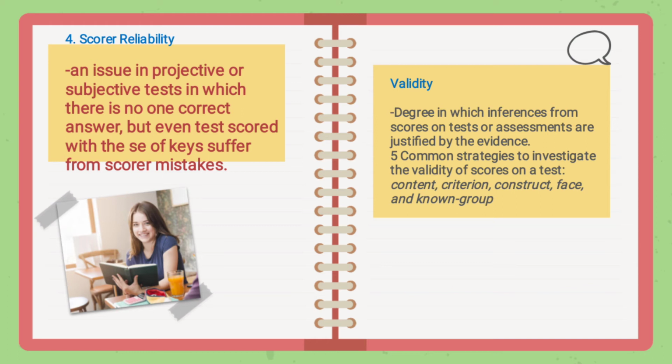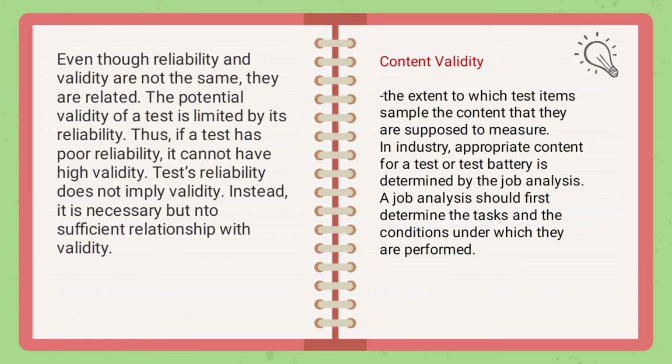The types are content, criterion, construct, phase, and known group. So, let's proceed with content validity. In content validity, it is the extent to which test items sample the content that they are supposed to measure. So again, let us use your final exam as an example, no?